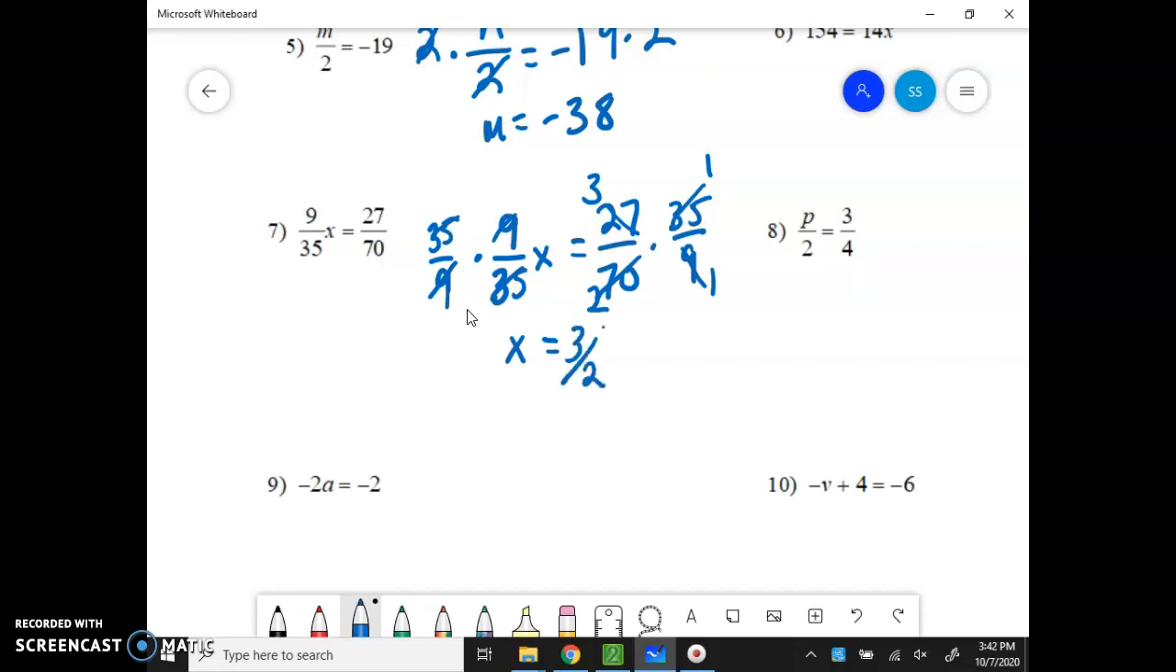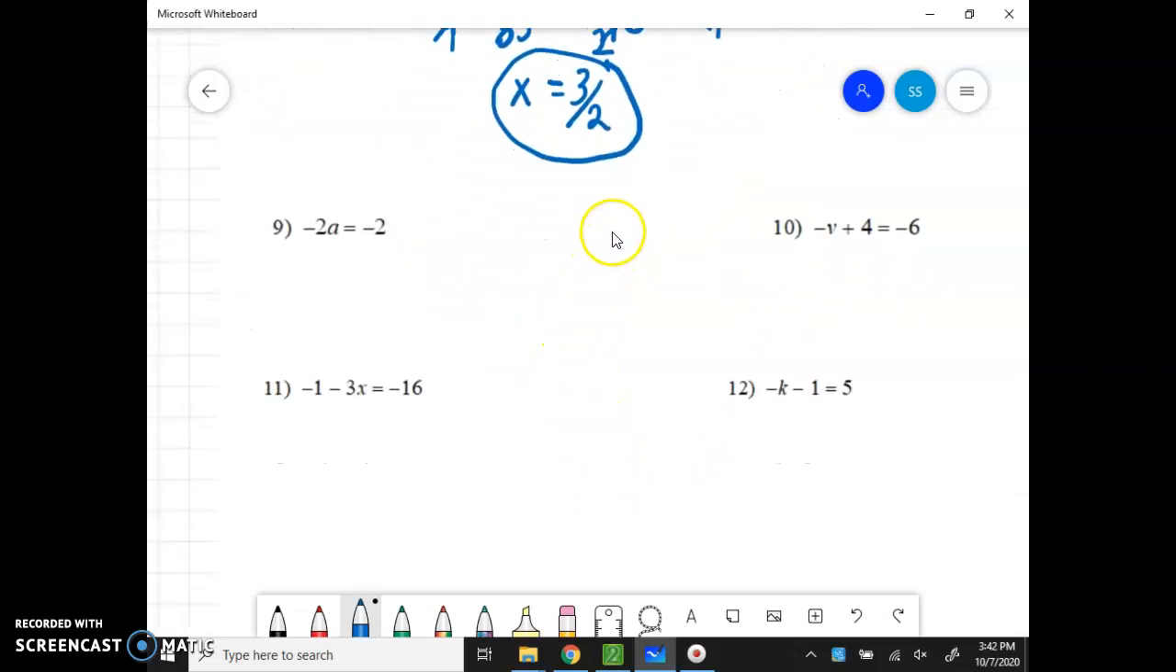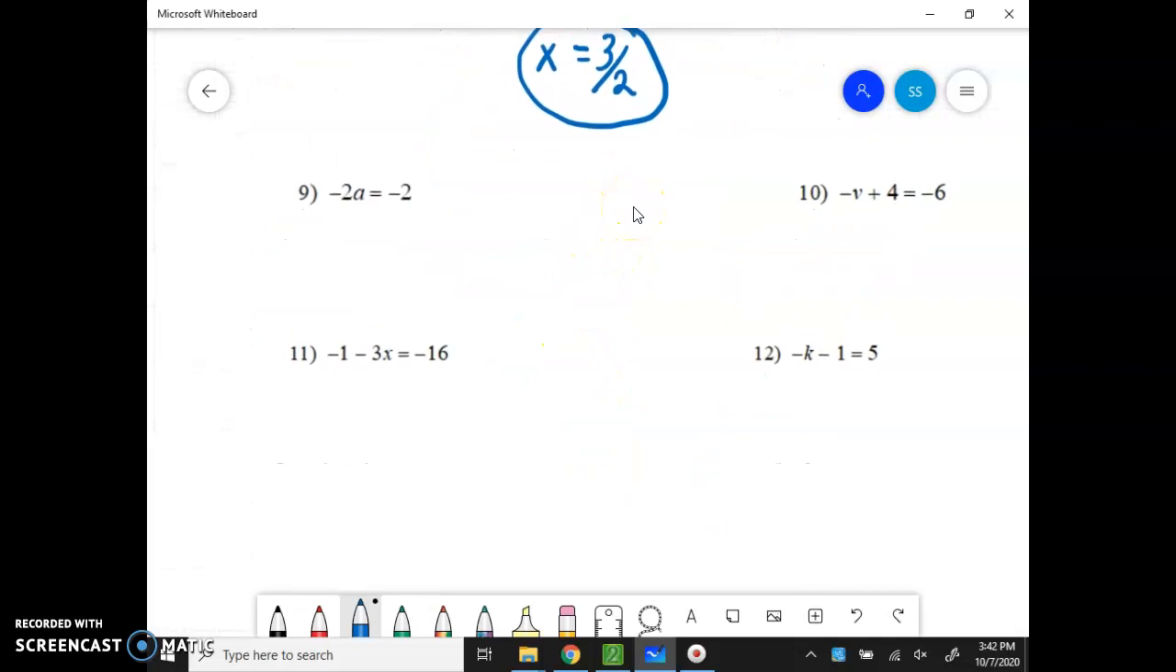But of course, you can just go ahead and type that into your calculator as well. Okay, moving on. Number 9, we have negative 2 times a.